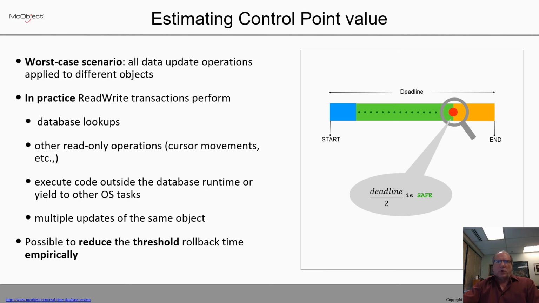In reality, aborting a transaction can be substantially faster than the time taken to apply the transaction up to a point in time. So half of the real-world deadline is a worst-case scenario that can be adjusted based on empirical data that you collect during testing and simulations.